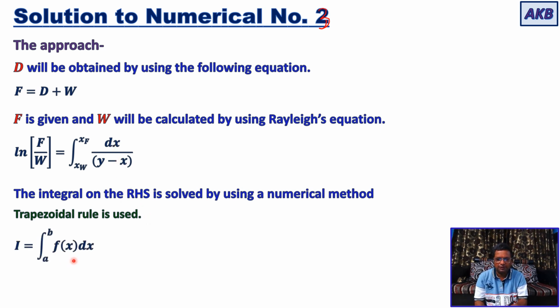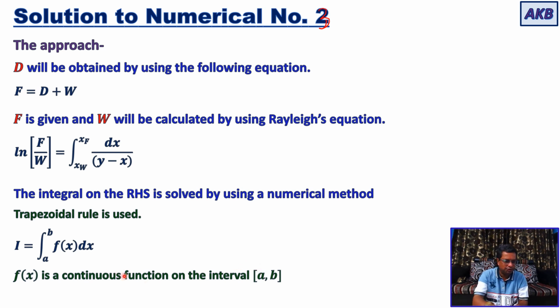What is the method? For example, let us understand the rule. So if you have this integral, I is equal to integration from a to b f of x dx, that is, we are supposed to integrate a function of x, which we are denoting as f of x. So integration from lower limit of a to the upper limit of b of the function f of x dx. Okay, so what is f of x? As I said, this is a continuous function on the interval a to b.